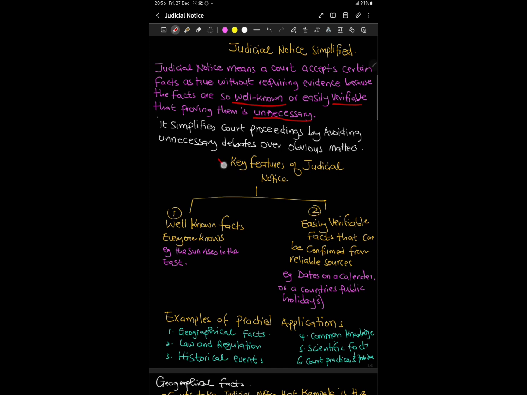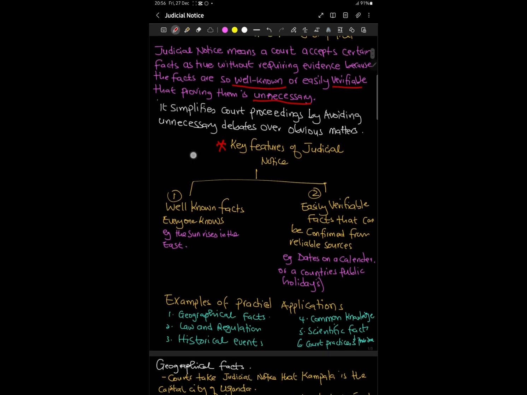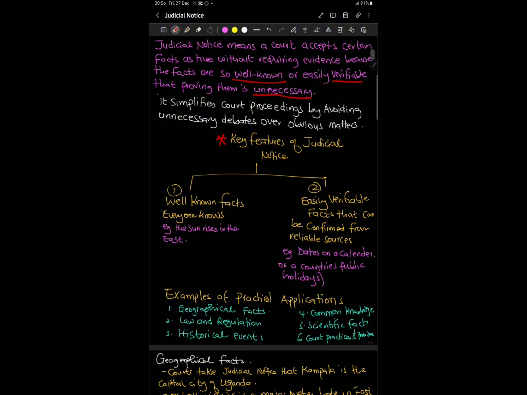So when it comes to the key features, there are basically two key features of judicial notice. One, the facts are well known. These are well known facts that everybody literally knows, like the sun rises in the east and sets in the west. There are 7 days in the week. We have 12 months make a year, etc. These are things that literally everybody knows.